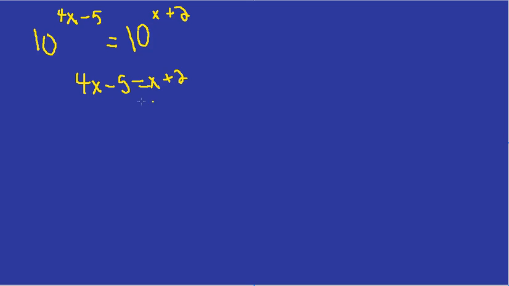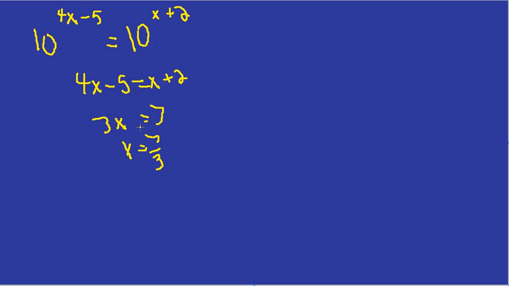Some I like to call these simpler ones. 10 to the 4x minus 5 equals 10 to the x plus 2. For this one, you really don't even need to know exponential functions. You have the same base, just set those equal to each other and solve. 4x minus 5 equals x plus 2. Let's do this in our head. Subtract x, 3x, add 5, 7. X is equal to 7 over 3.